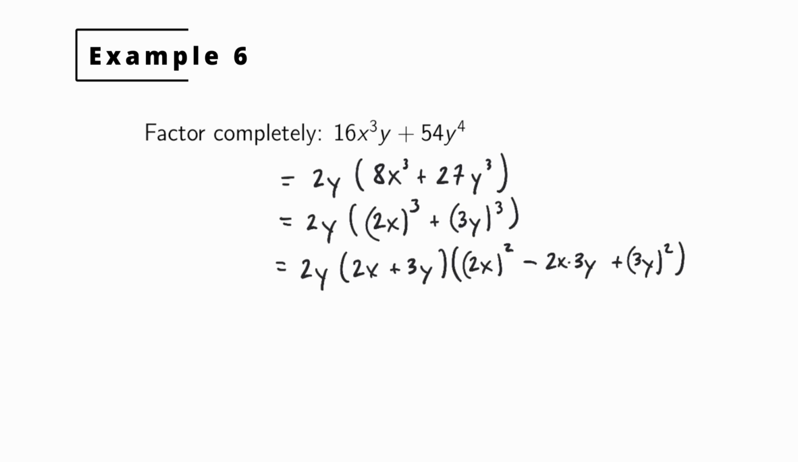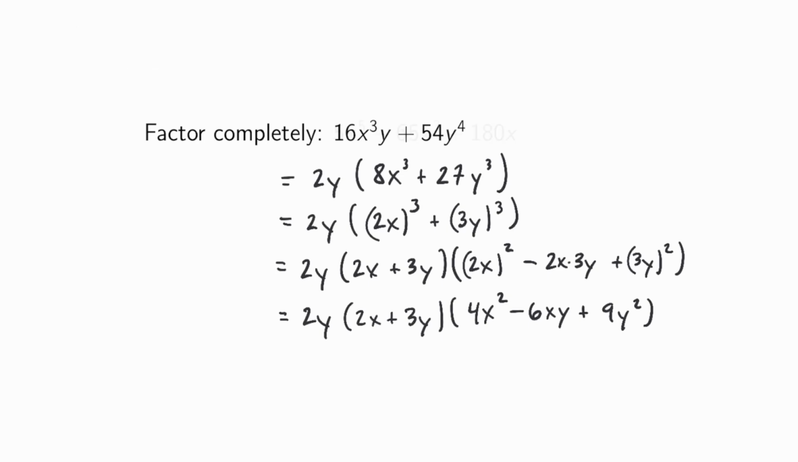The last step is to just simplify. So we have 2y times 2x plus 3y times 2x squared, which is 4x squared, sorry. Negative 2x times 3y is negative 6xy. And then finally, the last term will be 9y squared. And this is factored completely. This trinomial that you end up with here will be unable to factor. You can multiply this back out and check your work.